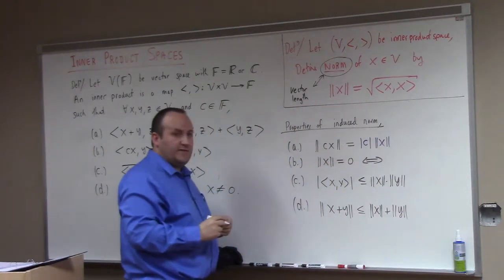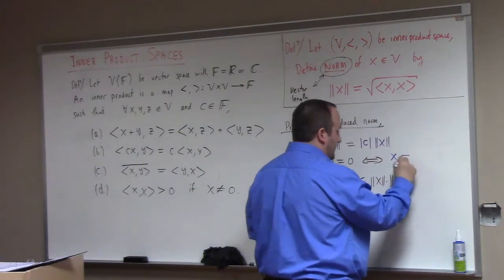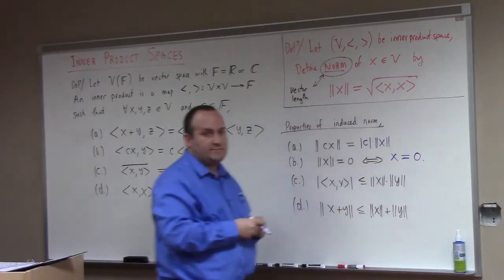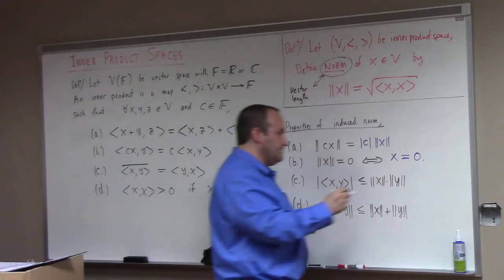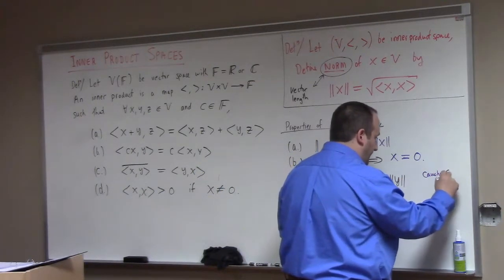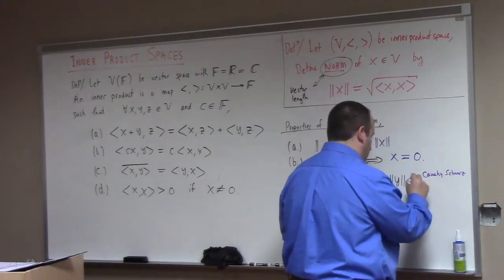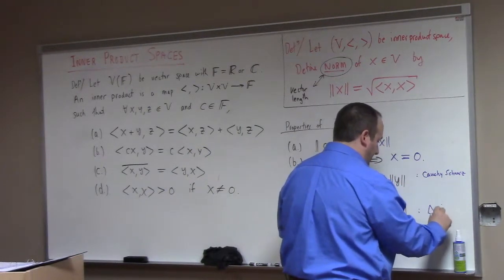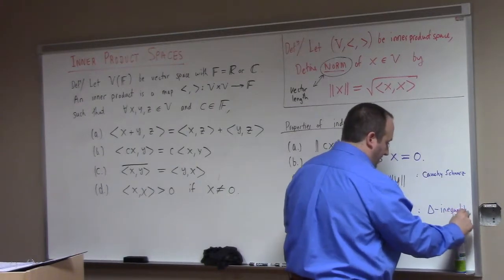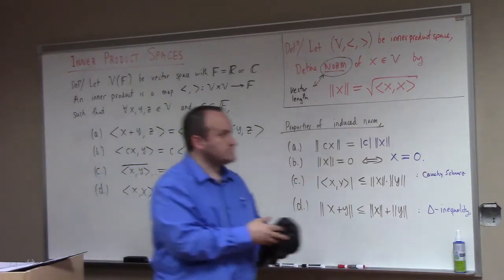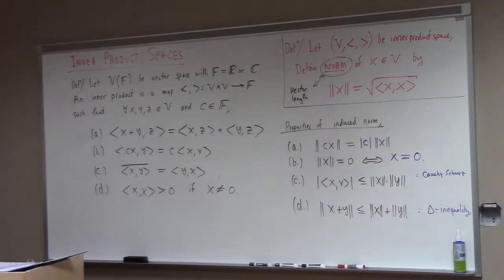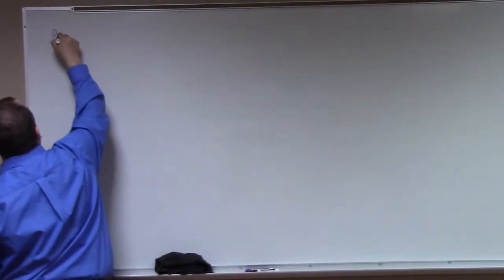The norm is 0 if and only if we're looking at the 0 vector. So 0 norm is pretty awesome, because if you have 0 norm, guess what? That's the 0 vector. And now C is what's called the Cauchy-Schwarz inequality. And this is the triangle inequality. I won't prove all of them, but I'll do part A. Let's do A.